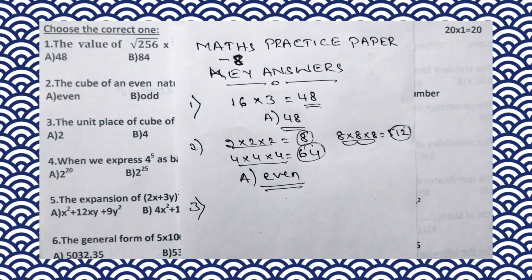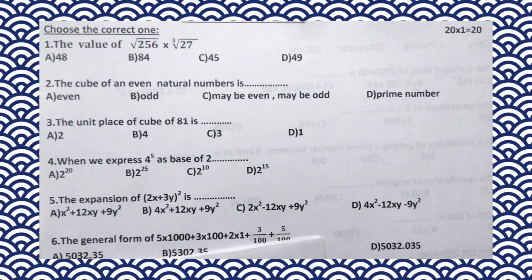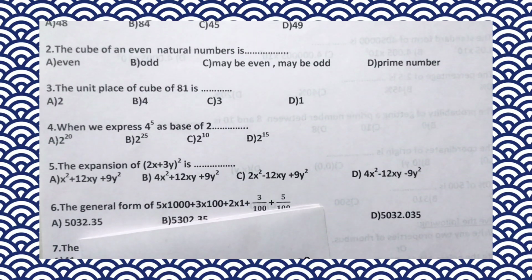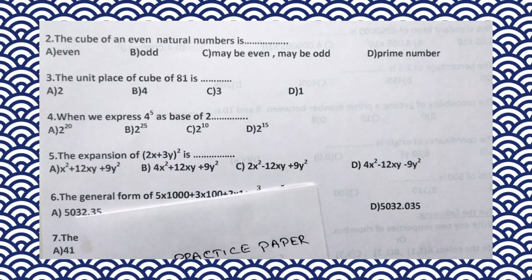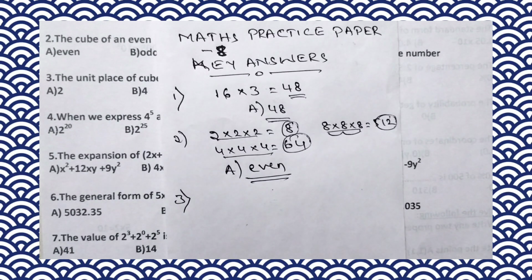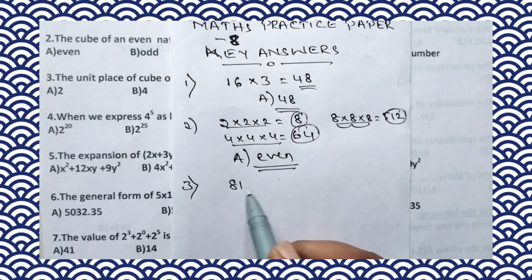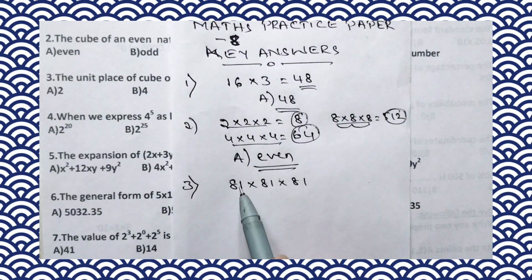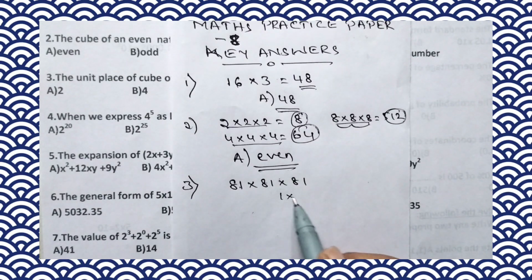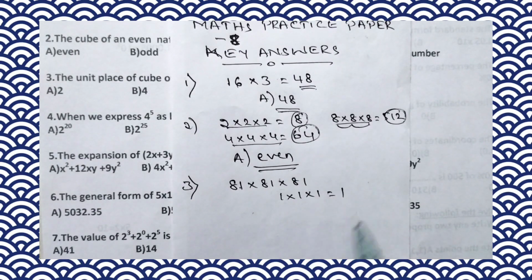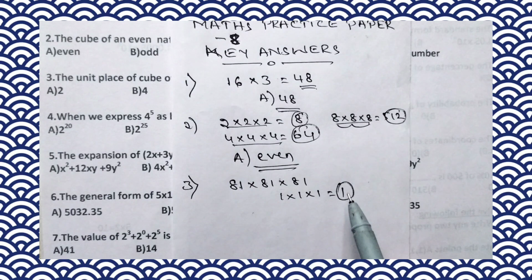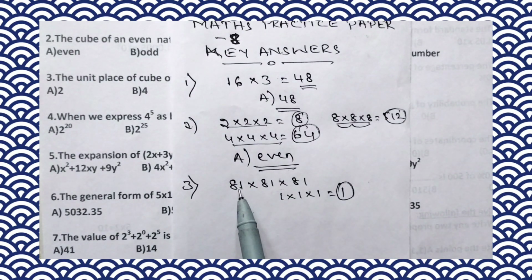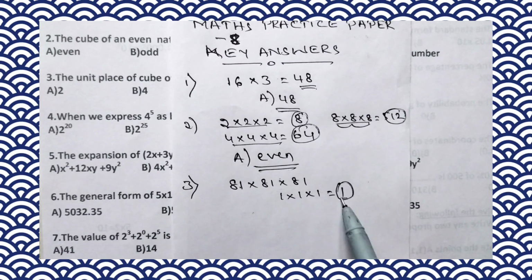So now let us move for the third question. The third question is the unit place value of cube of 81. So cube of 81 is 81 into 81 into 81. So 1 is there. 1 into 1 into 1. If you multiply, you will get 1 only. Therefore, the cube of 81, the unit place will be 1 only.